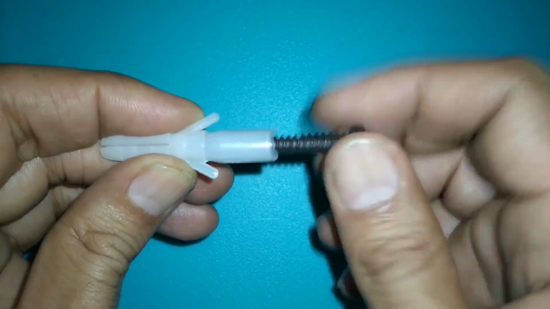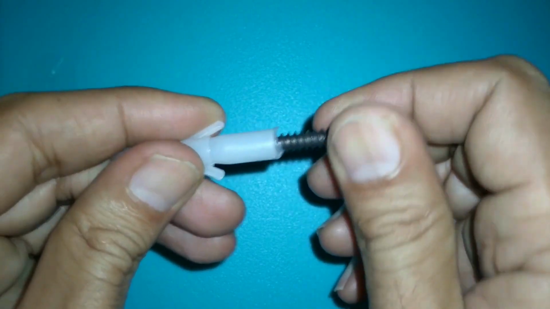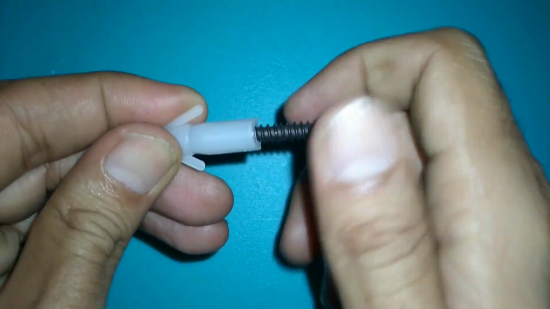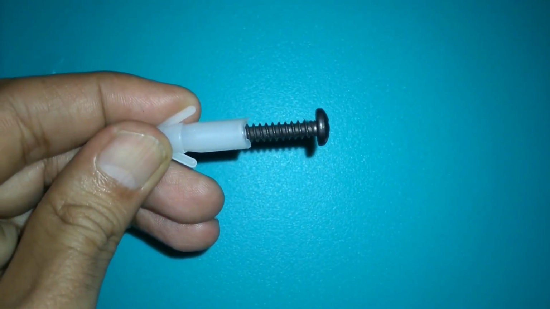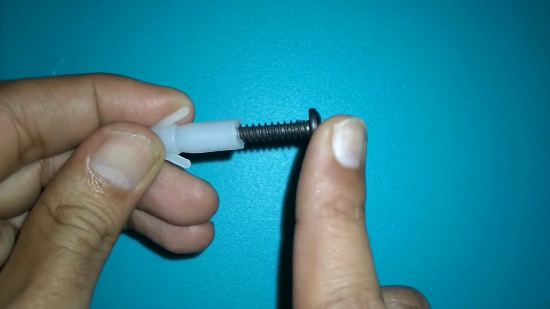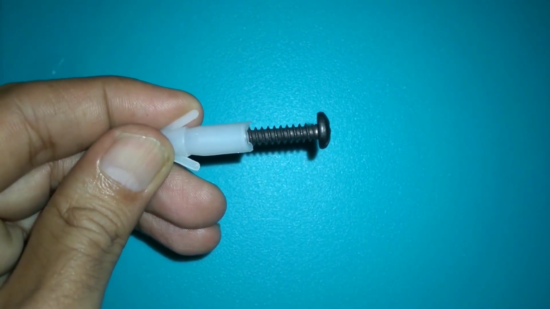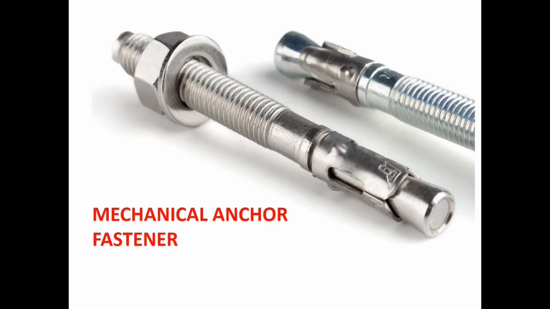However, this kind of anchor cannot be used for heavy loads like, in our case, the metal floor, and for that purpose we can use industrial grade heavy duty mechanical anchor bolts. These are heavy duty industrial grade mechanical fasteners which are suitable to receive heavy loads like our metal floor.